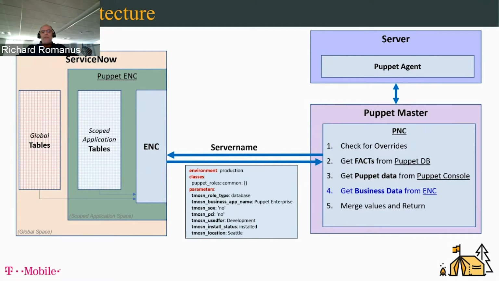So when a server's Puppet agent checks into the Puppet master, the master calls out to the PNC, which then gathers information about that server. It gathers the fact information from the Puppet database. It captures Puppet-specific information from the Puppet console, and then actually the server's business information from the ENC in ServiceNow. PNC then takes all that information and merges it together, passes it back to the compile master for catalog compilation.